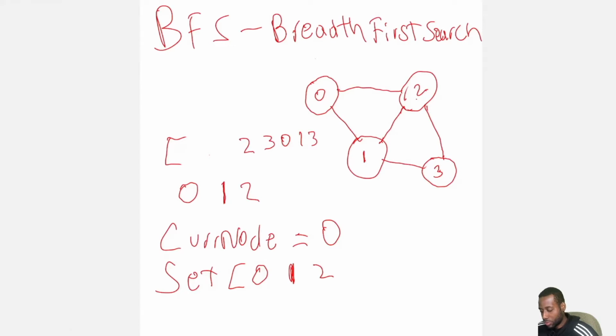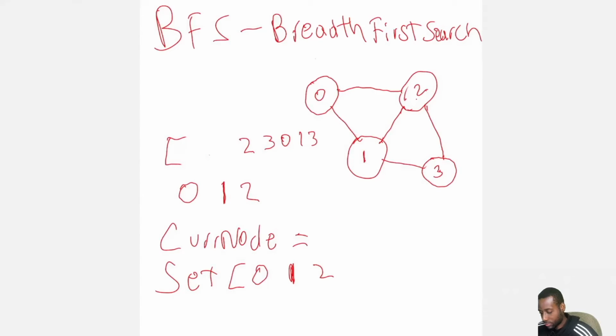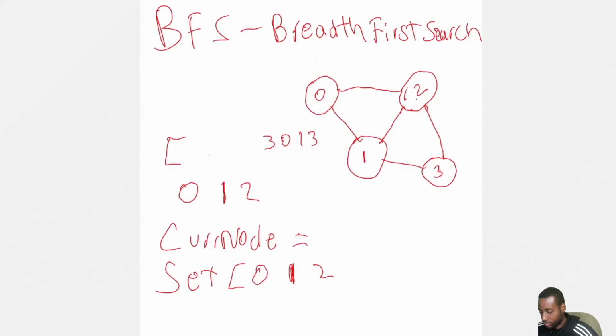Now we go to 2. 2 has already been visited, so we skip it. And then the next node that's eligible is 3. 3 is the next eligible, so we make sure to add 3.